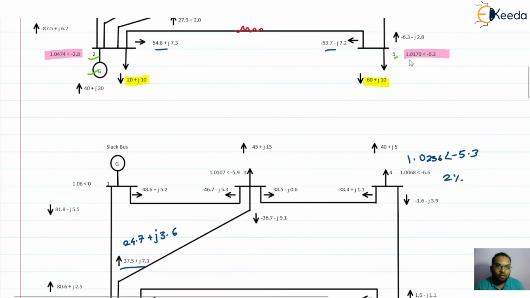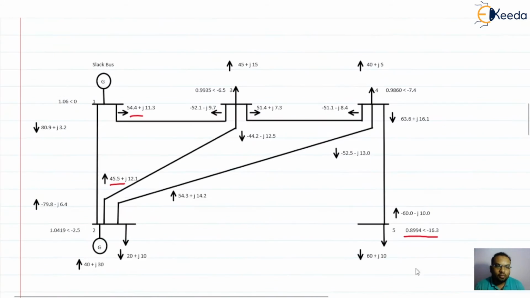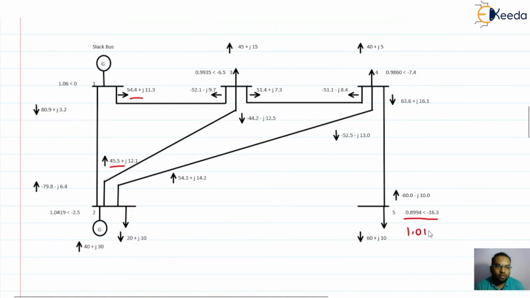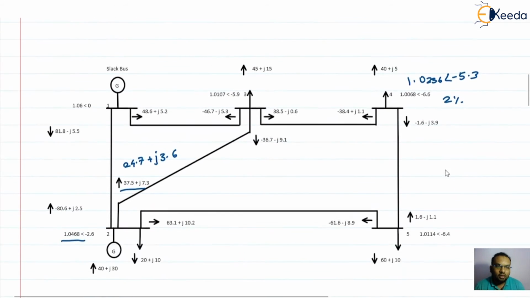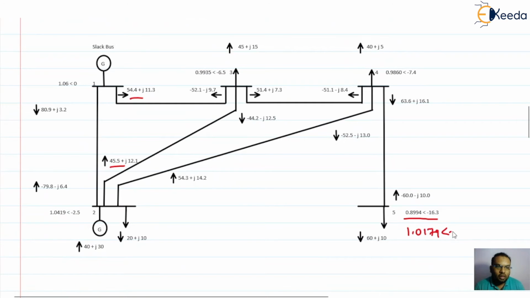The earlier value was 1.0179 at the angle minus 6.2. Now it is changed to 0.8994. So there is a 10% drop in the voltage on bus number 5, which is the maximum change.